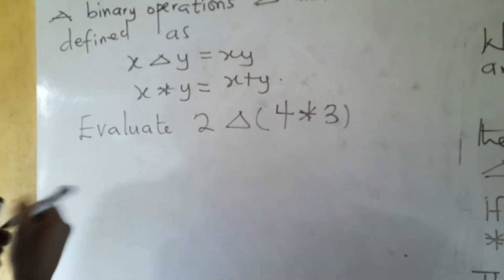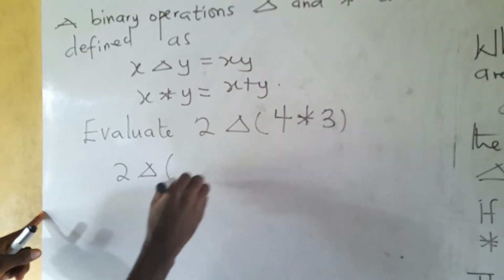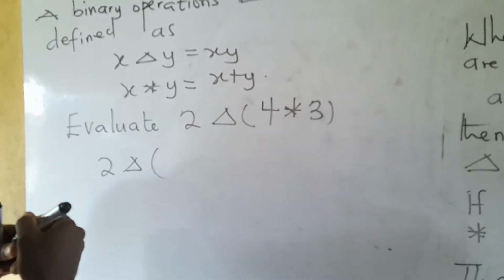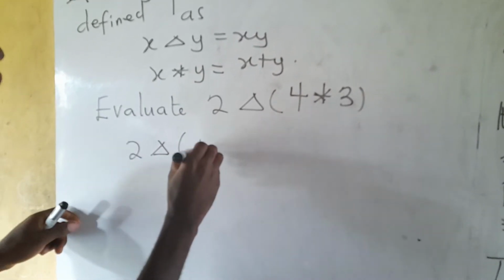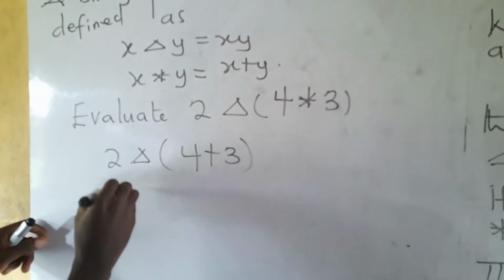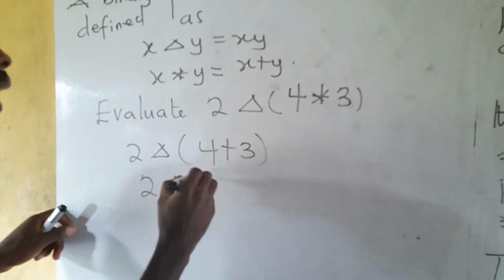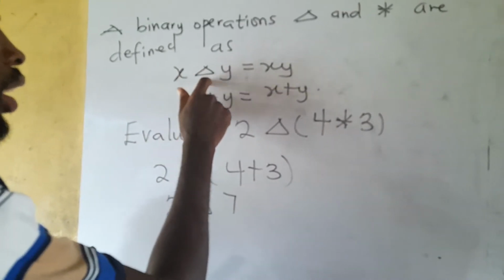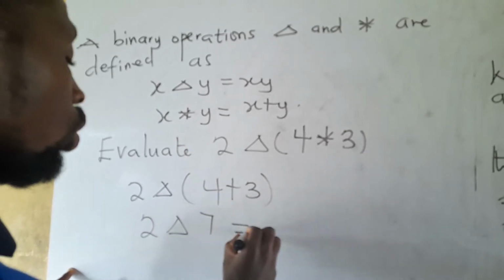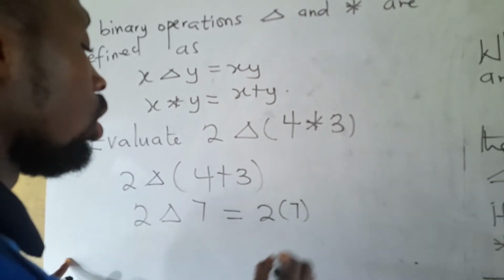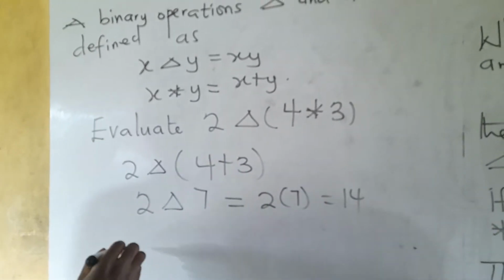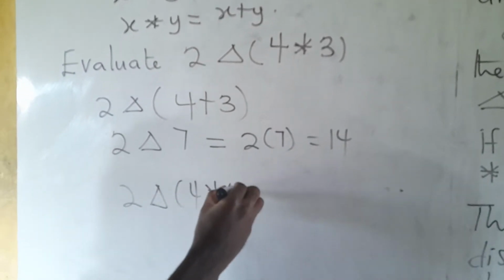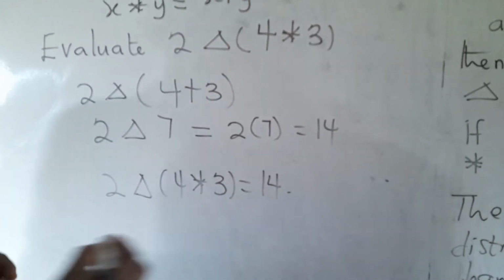So how do we do this? Remember, we deal with what is in the bracket first. 4 star 3, substituting 4 in place of x and 3 in place of y in star, we have 4 plus 3. So this will be 2 delta, 4 plus 3 is 7, so that will be 2 delta 7. Remember x delta y is xy, then 2 delta 7 will be equal to 2 times 7, which is equal to 14. Then we can say that 2 delta 4 star 3 is equal to 14.